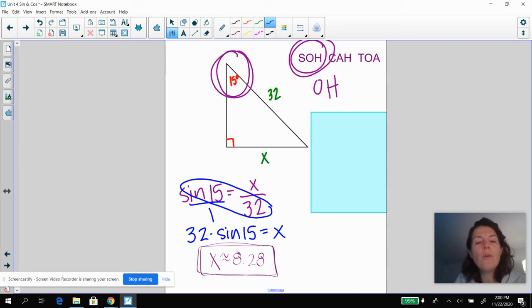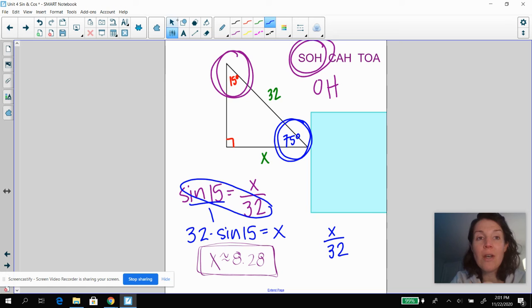Now, what if you didn't love the sine ratio and you said, you know what, I want to use cosine instead? Watch this. We know that this is going to be 75 degrees, right? Because I know that 15 and 75 have to add up to 90. They're complementary. So watch what happens here. Do you see how this 75 degree angle right here, this is going to be the adjacent side over the hypotenuse. So x over 32.